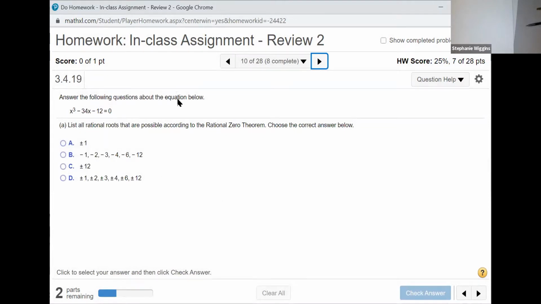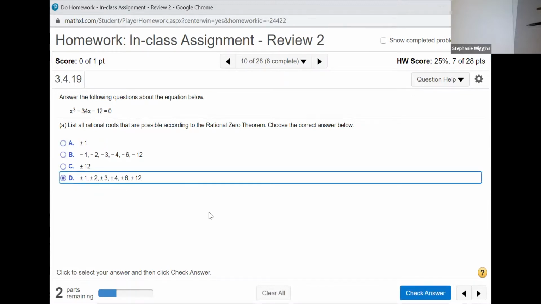Okay, here it is. Answer the following questions about the equation below. List all rational roots, that's another word for zero, that are possible according to the rational zero theorem. So this is just another way of writing it. Instead of looking for the zeros of a function, you're looking for the solutions of this equation. So we can see the factors of 12 are plus or minus 1, 2, 3, 4, 6, and 12. So D is your correct answer.